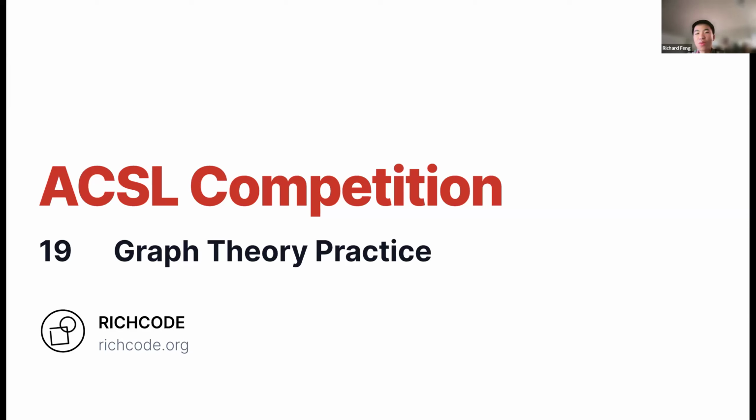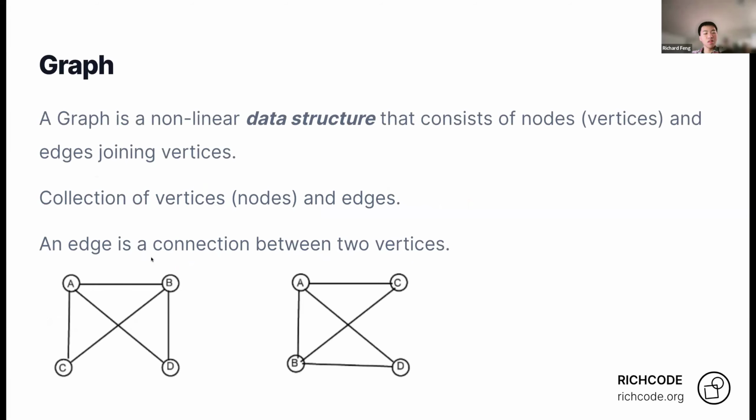Okay, to start, we are going to do some review from last week. So what is a graph? A graph is a nonlinear data structure that consists of nodes, which are also called vertices, and edges that join the vertices. So essentially, a graph is a collection of vertices and edges. An edge is simply a connection between any two vertices. And here we have two pictures of graphs.